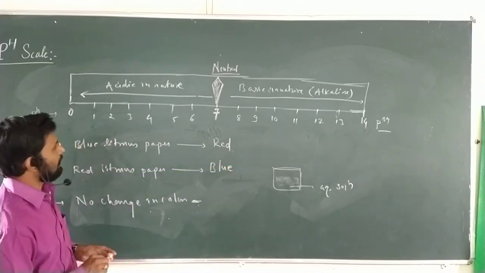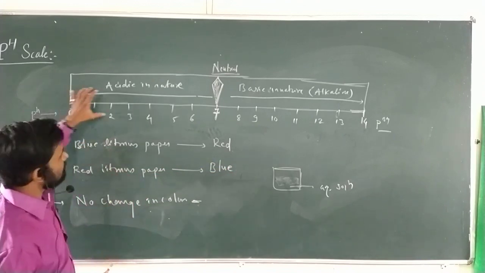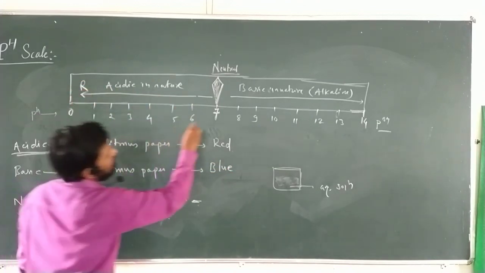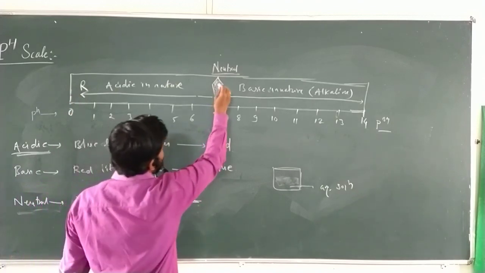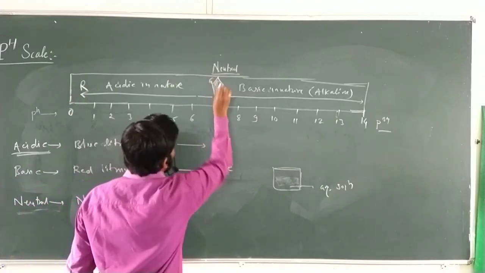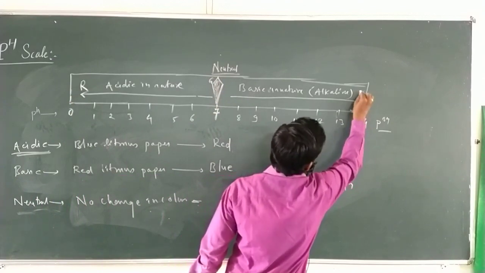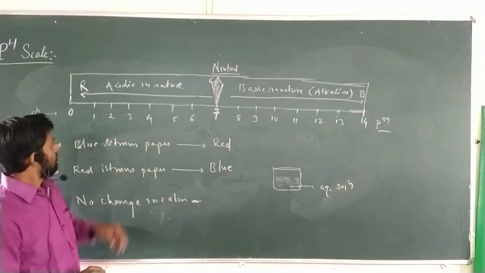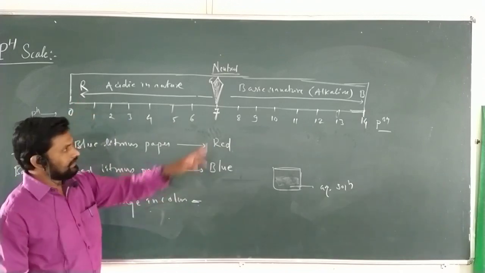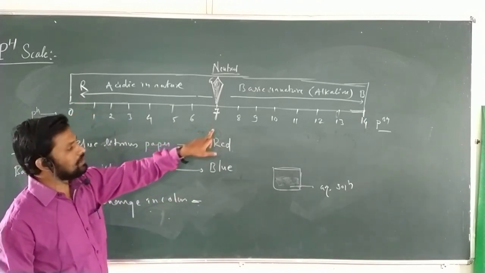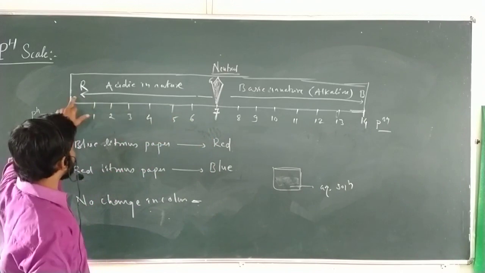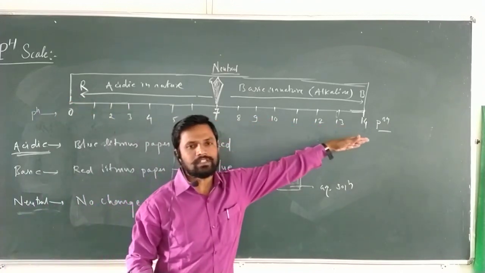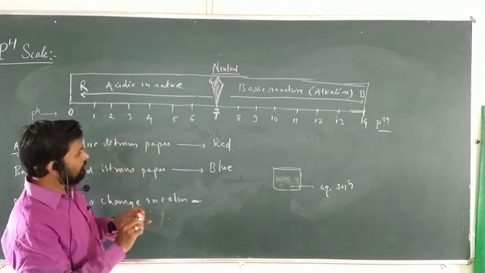Now there are different colors given. This is the red color. Here it is the green color. One more I have to remember: this is the color which is green at neutral, and it is blue at basic. As we discussed, for acidic nature, blue litmus paper turns red; if it is highly red, that is a strong acid. If highly blue, that will be a strong base.